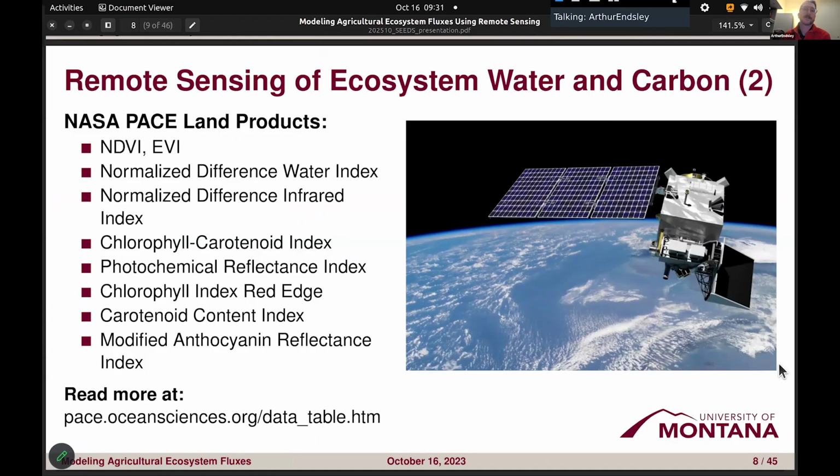This was launched last year. So we don't have a good longitudinal record with this particular mission, the NASA PACE mission. And this mission actually was designed originally for monitoring the ocean and for ocean science. But they've recently developed a suite of land products, which are really impressive because this is a hyperspectral sensor.